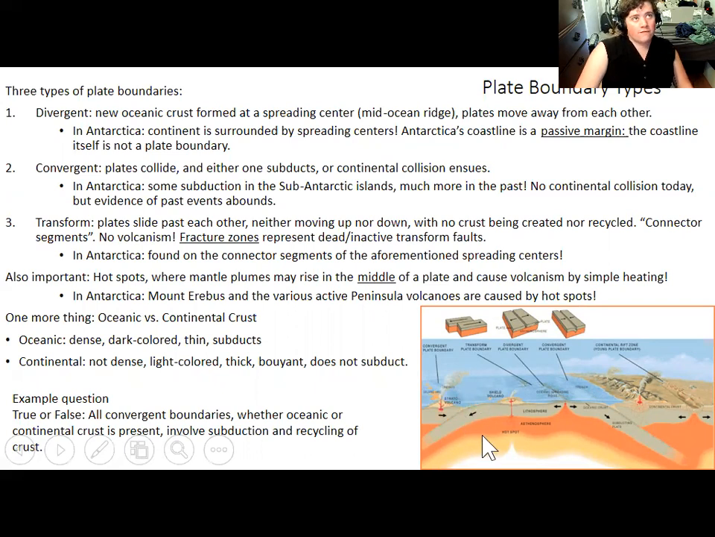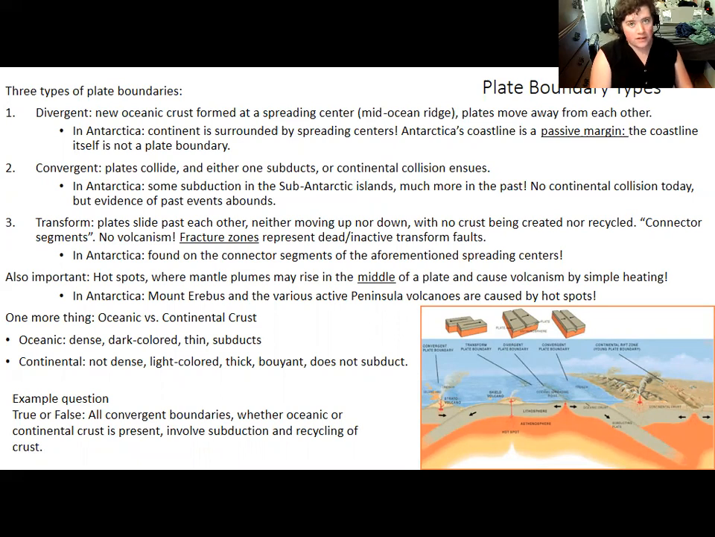So you have two plates, and they both have oceanic crust on them. The crust on one of the plates is going to be younger than the crust on the other, even though they're both oceanic. So if one is older than the other, which one is going to subduct? The plate with older oceanic crust or the plate with younger oceanic crust? Which is more dense? Yes, precisely.